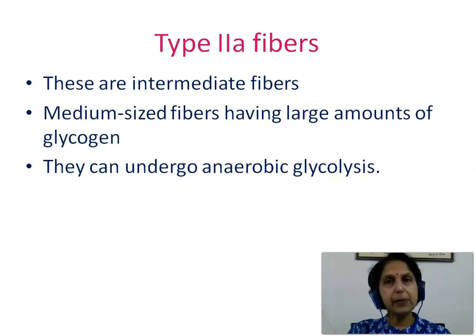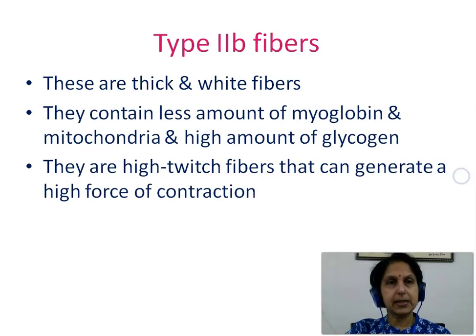The type 2A fibers, these are intermediate fibers, medium-sized fibers having large amounts of glycogen. They can undergo anaerobic glycolysis.